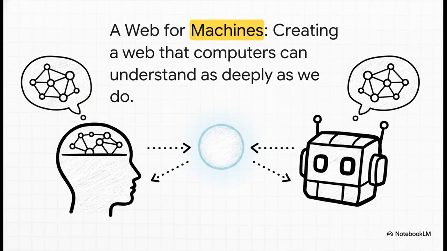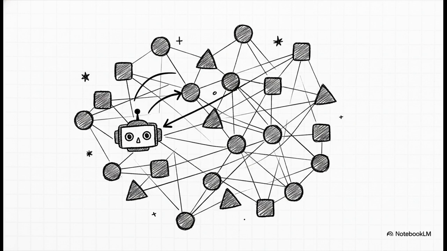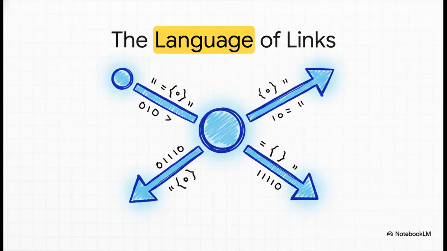So, this is all about one big idea, building a web that machines can actually understand. You know, today's web is mostly just documents linking to other documents. It's built for people to read. But the goal is to have machines understand the relationships between things, not just the pages they're on. So how do we do that? Well, we need a special language.